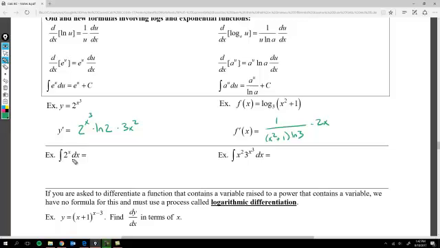Now let's do some integrals. So we have the integral of 2 to the x. We're just going to follow this formula right here. The integral of 2 to the x is 2 to the x divided by natural log of your base, so natural log of 2, then plus c.